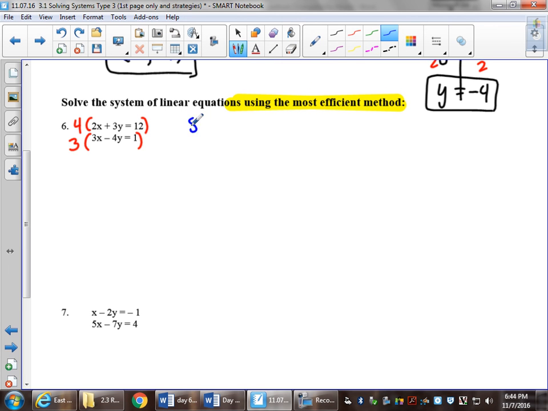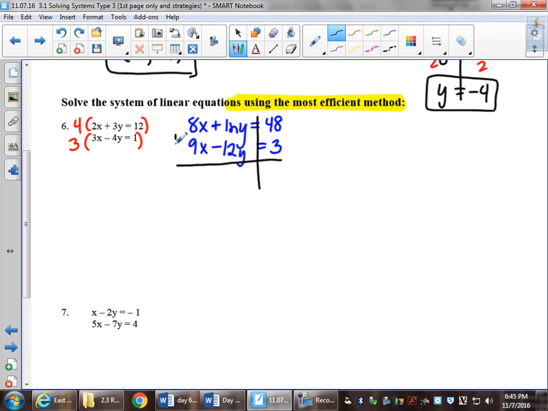My new system becomes 8x plus 12y equals 48, and 9x minus 12y equals 3. I have my inverses now. I have my positive 12y and my negative 12y. Lines on the equal signs. Line straight across. Let's combine these.